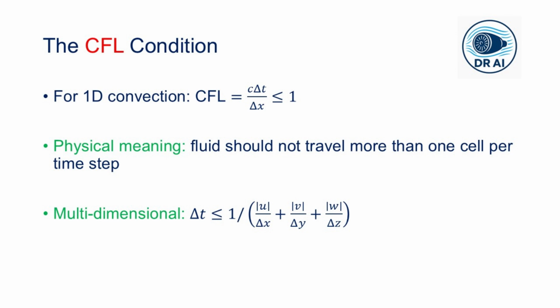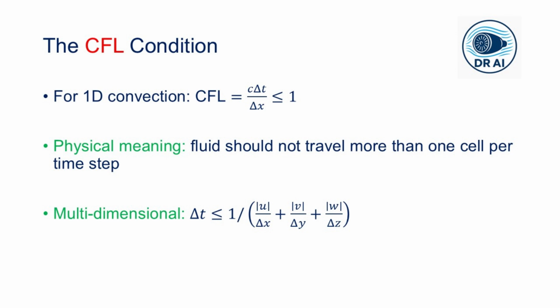Now, the CFL condition is the most famous stability condition, often abbreviated as the Courant-Friedrichs-Lewy condition, named after the three mathematicians who discovered it in 1928. For the 1D linear convection equation u_t + c u_x = 0, this condition is that the ratio c Δt/Δx must be less than or equal to 1.